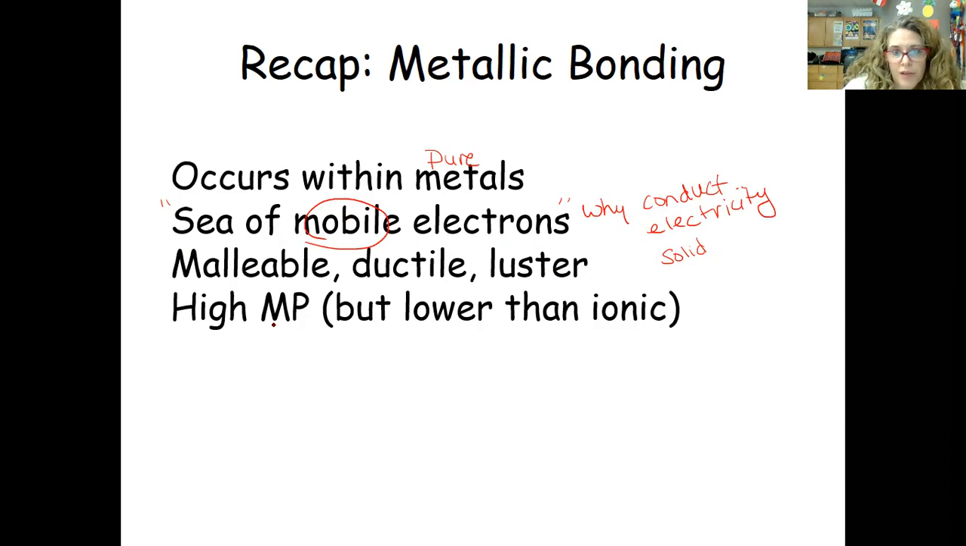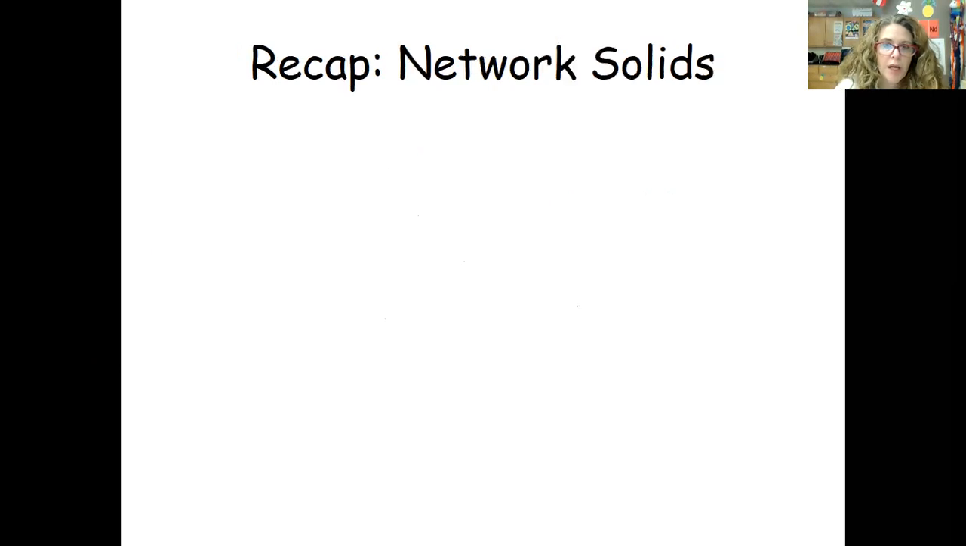Metals don't bond with other metals, right? So we have our properties of the metals. We have malleable, so that's our fancy word to mean it can be shaped. Ductile, our fancy word that means it can be drawn into wires. Luster is our fancy word for shiny. High melting point, but lower than ionic. And so that's going to be the recap of our 3 types of bonding.